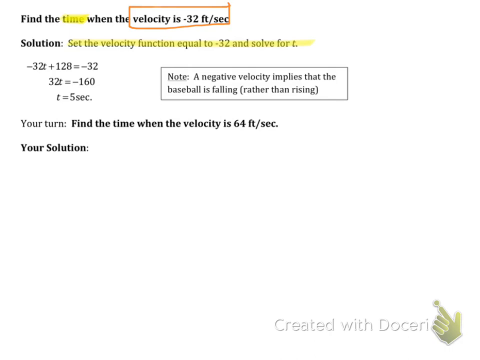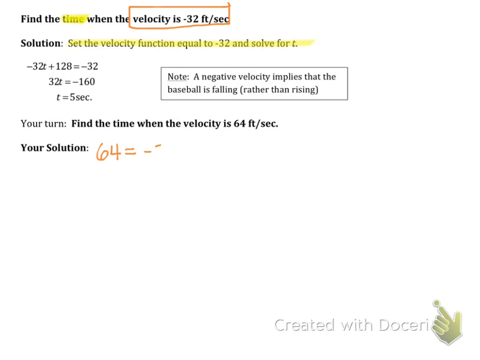All right, so we're going to set the velocity function equal to negative 32 and solve for t. So that is the work that you see there. Now take a note of this. A negative velocity implies that the baseball is falling rather than rising. All right, so just keep that in mind since it's set equal to a negative value. So now we're going to find the time when the velocity is 64 feet per second. So we're going to still use that derivative function, now set equal to 64.